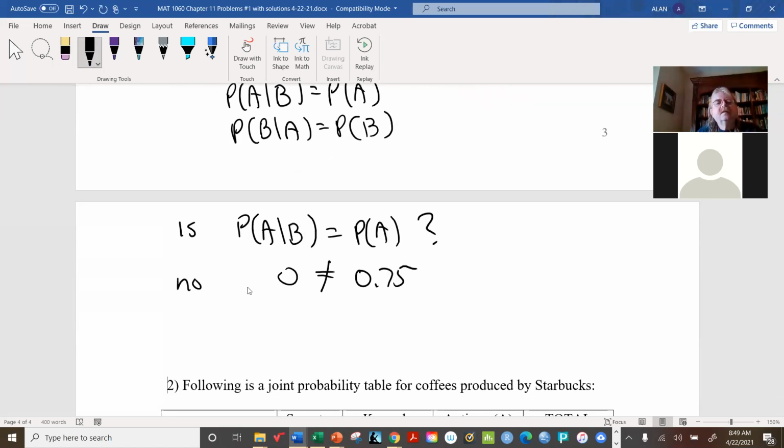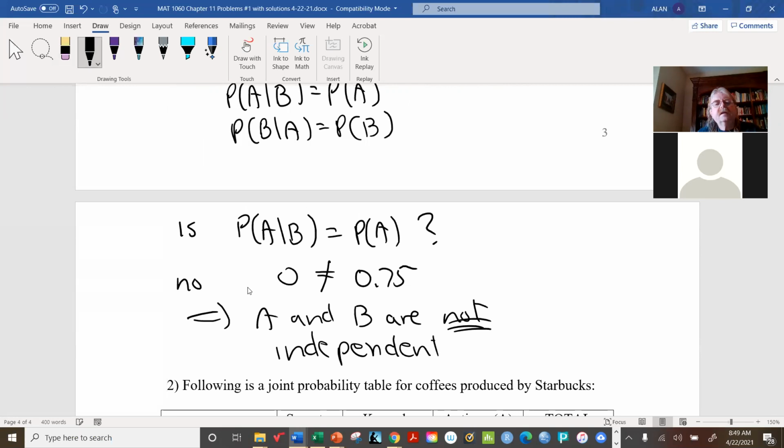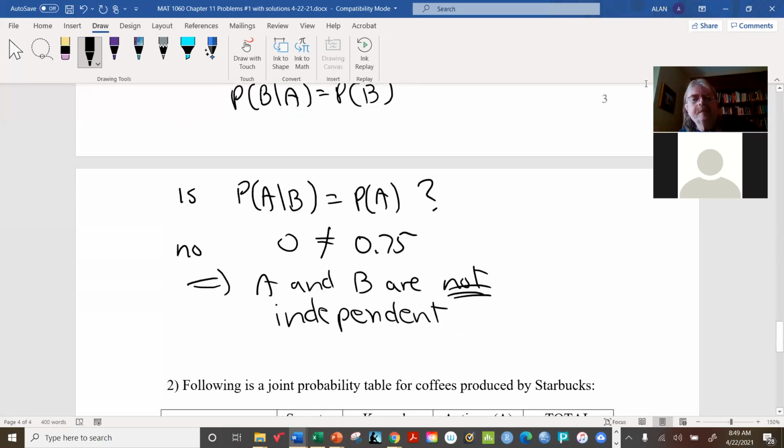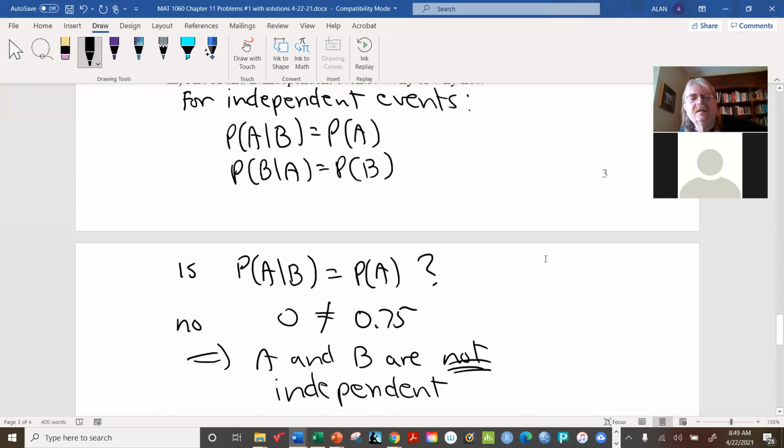We conclude that A and B are not independent. Now, if both of them are true, you're good. But if one or both of them are false, that means they're not independent. So that's what you have to do.